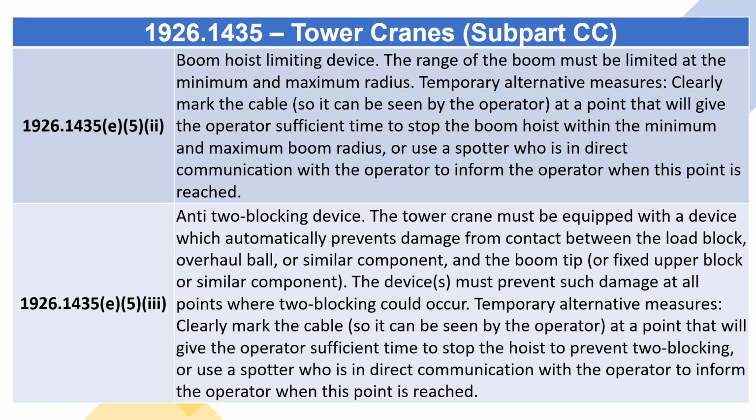Temporary alternative measures. Clearly mark the cable so it can be seen by the operator at a point that will give the operator sufficient time to stop the hoist to prevent two blocking, or use a spotter who is in direct communication with the operator to inform the operator when this point is reached.